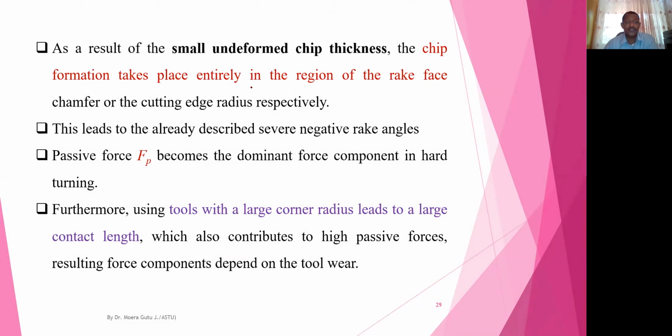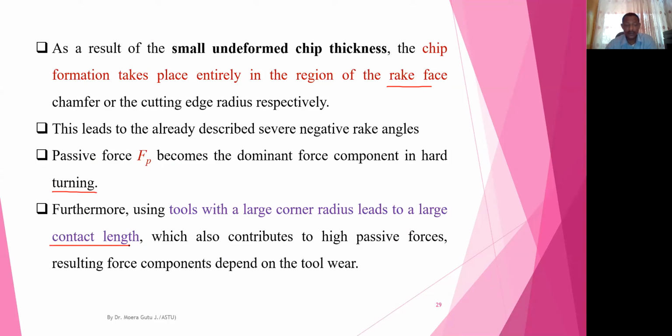As a result of small undeformed chip thickness, the chip formation takes place entirely in the region of the rake face, chamfer, and the cutting edge radius respectively. So this leads to the larger, already described, strongly negative rake angles. Passive forces: passive force becomes the dominant force component in hard turning. Furthermore, using tools with a large corner radius leads to large contact lengths.